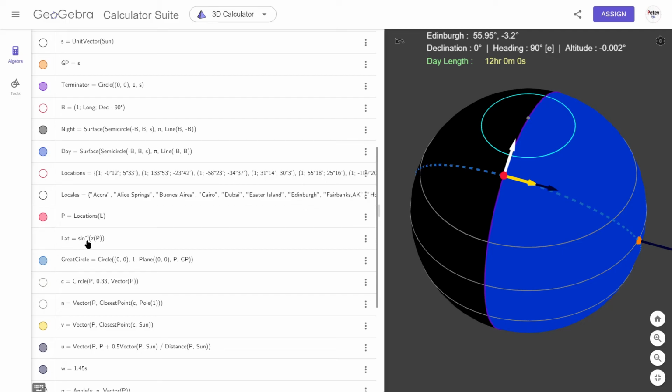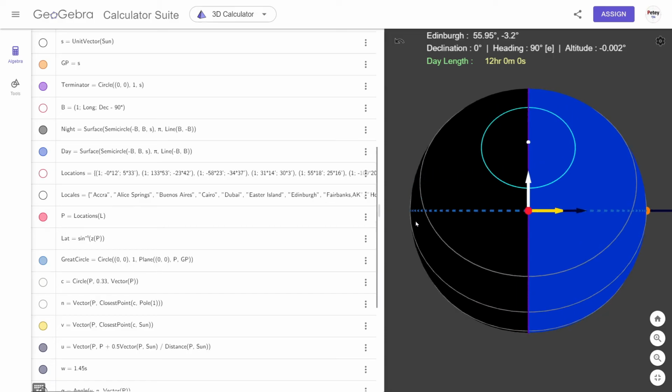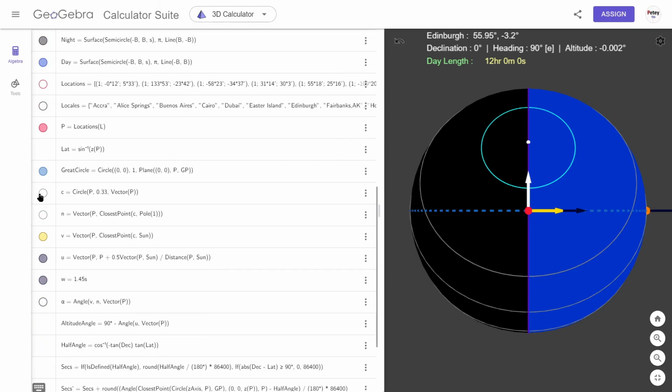Lat is the name I've given to the latitude of this point. Great circle, that's a circle of radius 1. Doesn't really save much point, that great circle. It just lets you see that it is a straight surface path to the sun's GP, or in the direction of the sun. C for circle.